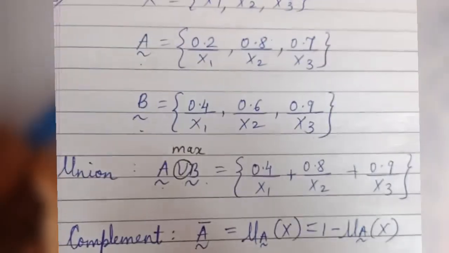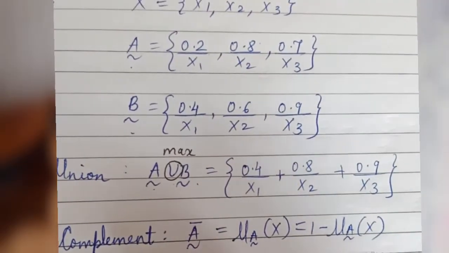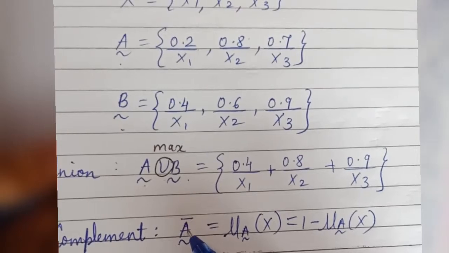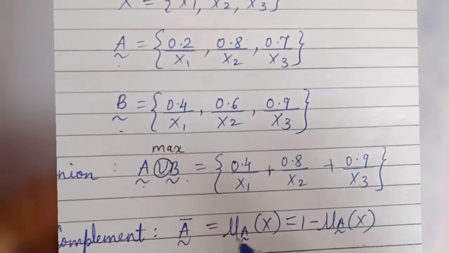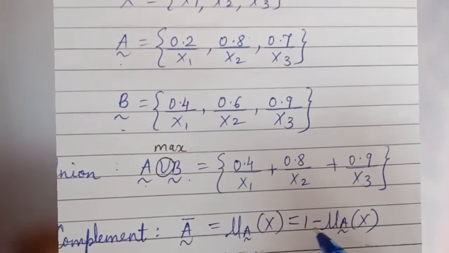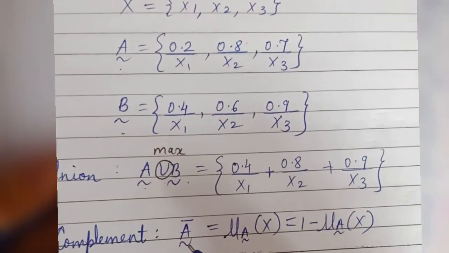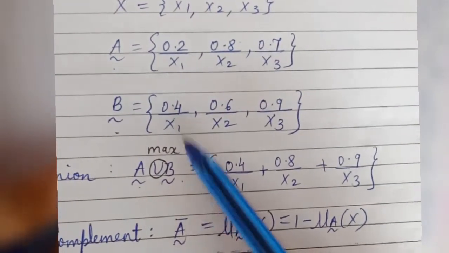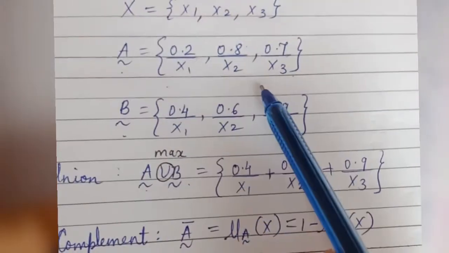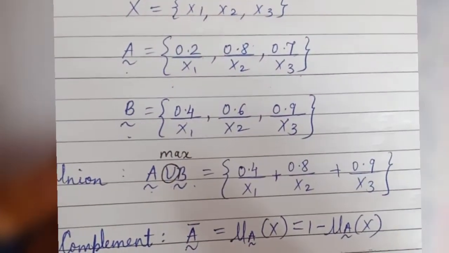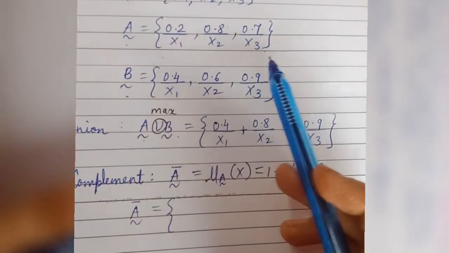Now let's perform second operation, that is complement. Complement is written as fuzzy set A with a bar sign above, equals mu A of x equals 1 minus mu A of x. So to find complement of set A, consider set A. To find complement, we need only set A. Now to find elements, perform 1 minus each element in fuzzy set A.